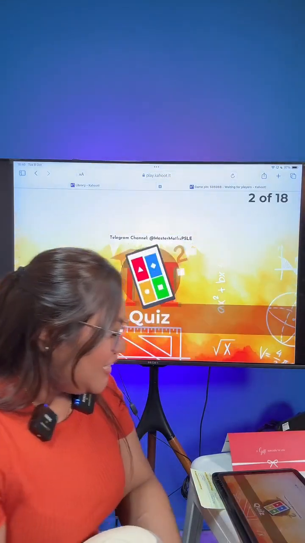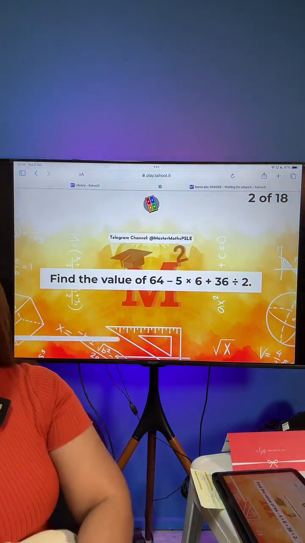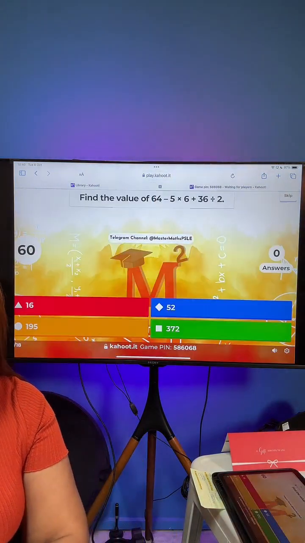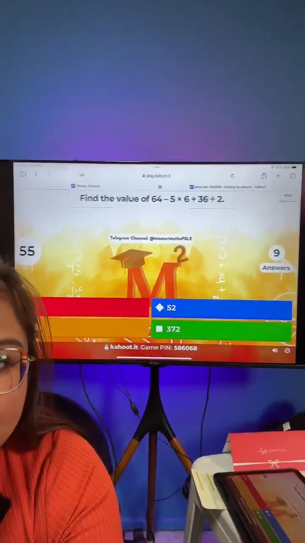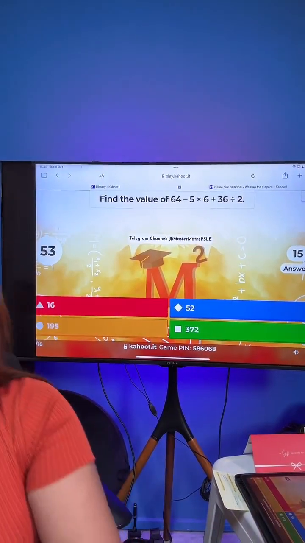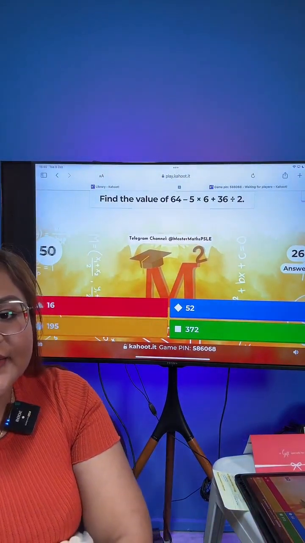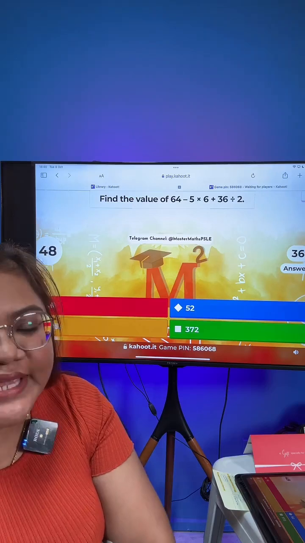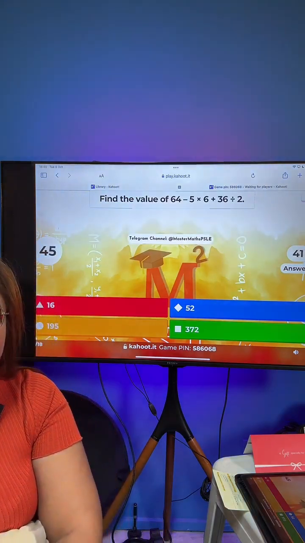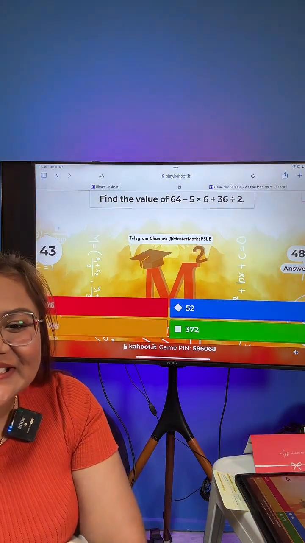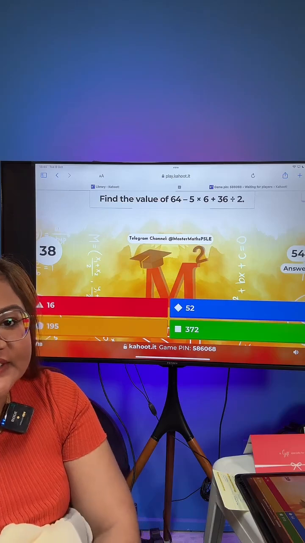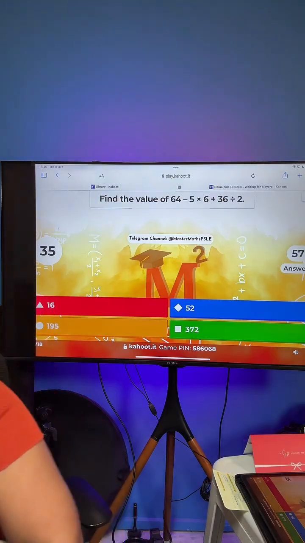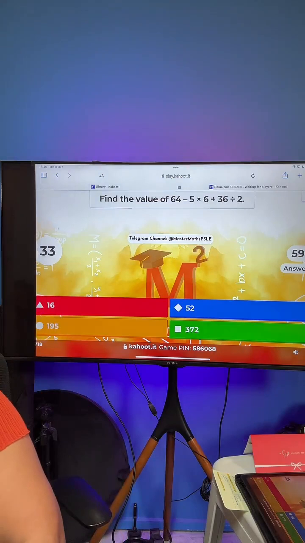Let's go. All right, so the first question is on order of operations. Let's see if you're able to solve the question here. The code is 586068. No calculators allowed, yeah? Okay, let's see.